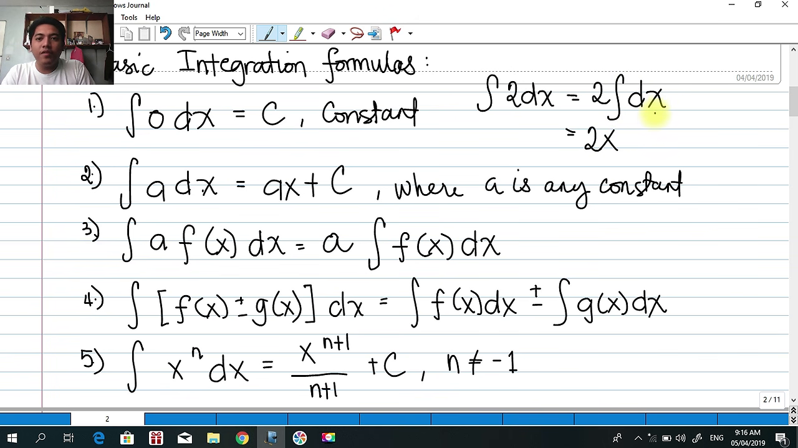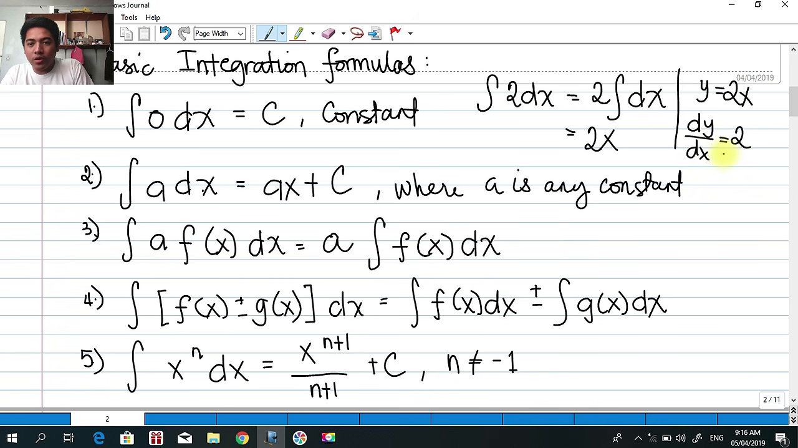The integral of dy should be simply y. The integral of dz should be simply z. When we get the derivative of this, we are left with 2. So if you get what I'm trying to say, our original function is y equals 2x. So if we get the derivative of y with respect to x, that should be 2.